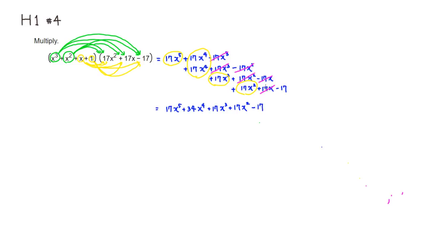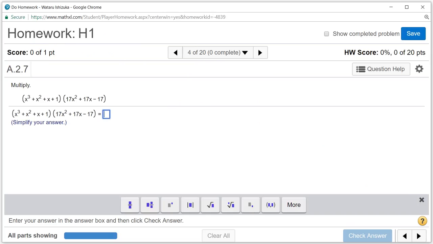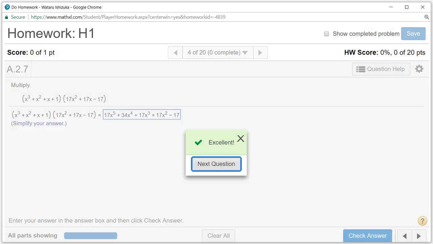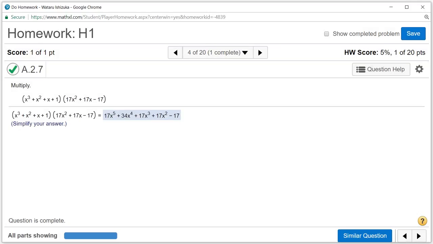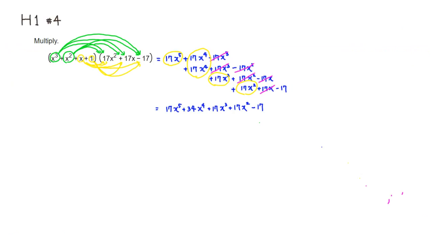Let's type this in. We got 17x to the 5th plus 34x to the 4th plus 17x cubed plus 17x squared minus 17. Let's check the answer. We got that. That's it. I hope that this was clear.